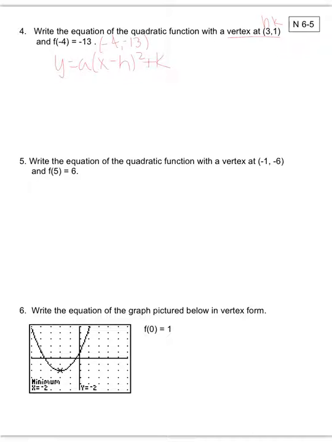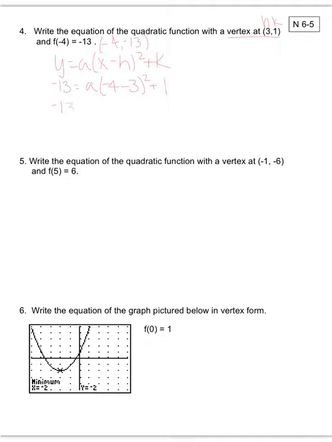And notice we have x, y, h, and k, but we don't know a. So same thing with the root form. We're going to have to find the a first. So our y is negative 13, and then x is negative 4 minus 3, and then plus your k, which is 1.